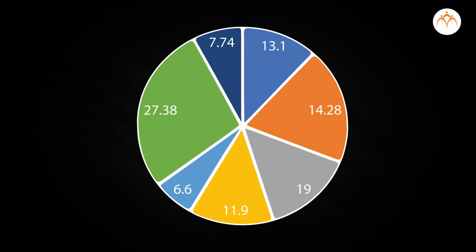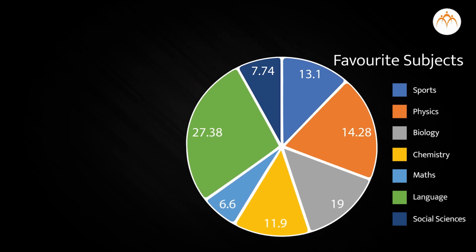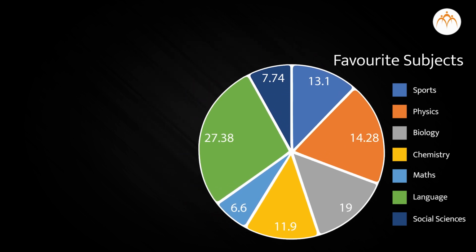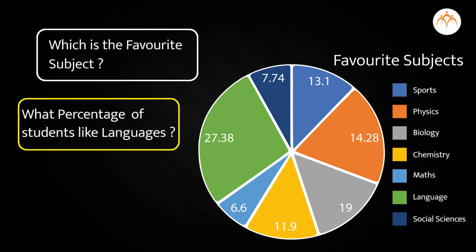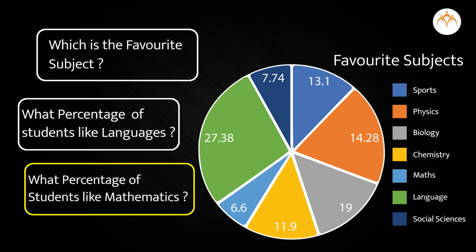Reading of pie diagram. Let us learn how to read the pie diagram with the help of the following example. The pie chart shows the favorite subjects of students of class 8. Find the answers to the following questions with the help of the pie diagram. Which is the favorite subject? What percentage of students like languages? What percentage of students like mathematics? The answers to all these questions can be obtained easily from the information given in the pie diagram at a glance. We will see how to read a pie diagram with one more example.